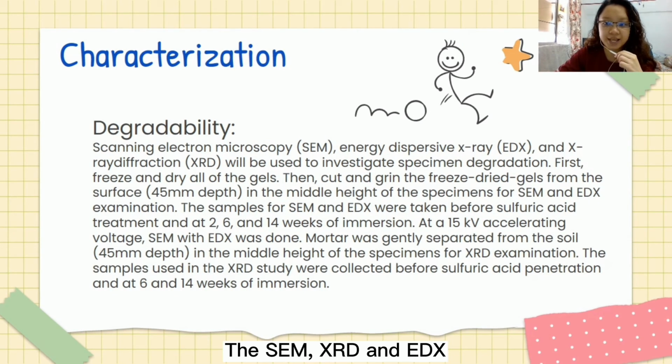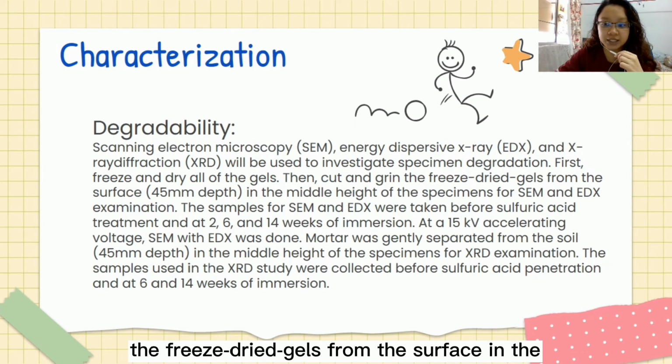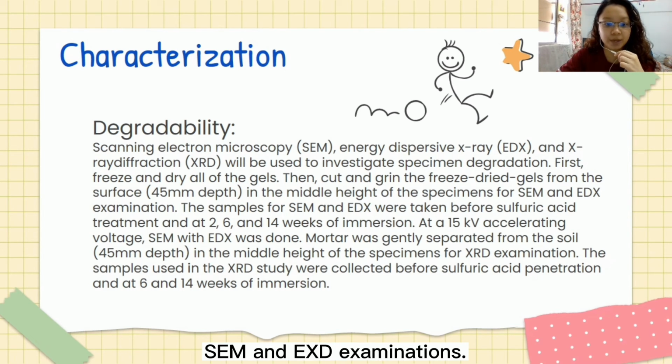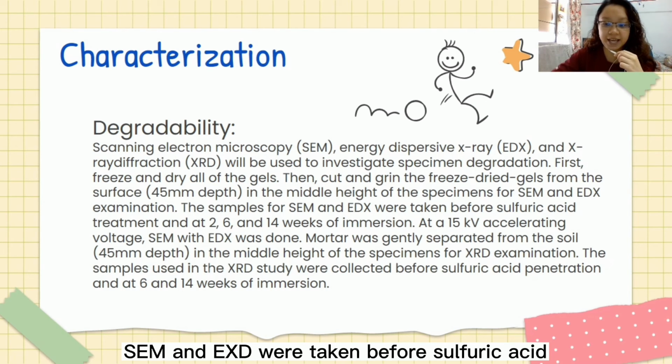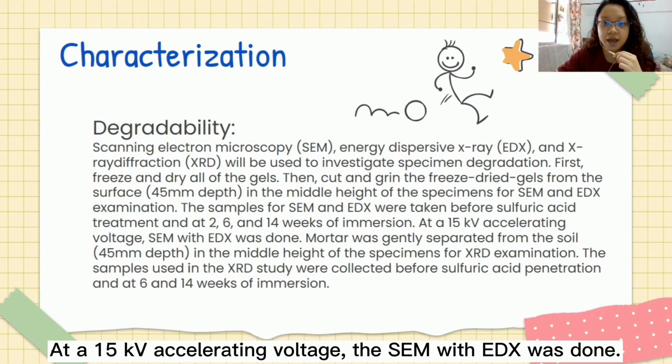The SEM, EXD, and EDX will be used to determine the degradability of the mouth gel. First, freeze and dry all of the gel, and cut and grind the freeze-dried gels from the surface to the middle height of the specimen for SEM and EXD examinations. Then, the samples for SEM and EXD were taken before the sulfuric acid treatment at 2, 6, and 14 weeks of immersion. At a 15 kV accelerating voltage, the SEM with EXD was done.